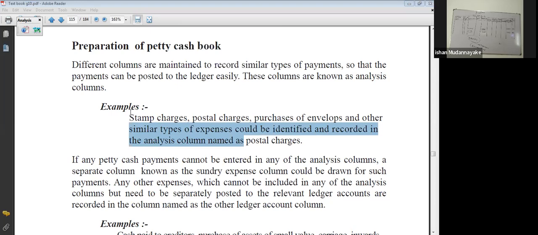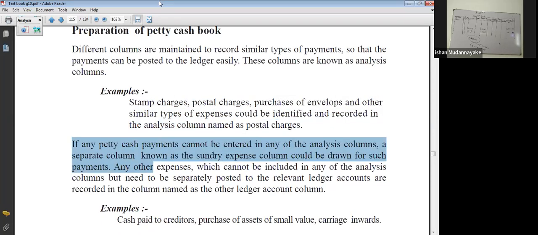Right. Read this note. Stamp charges, postal charges, purchases of envelopes, and other similar types of expenses could be identified and recorded in the analysis column named as postal charges. Example, stamp charges, postal charges, purchase of envelope, and other similar type of expenses could be identified and recorded under postal charges. Okay, right. Next para.